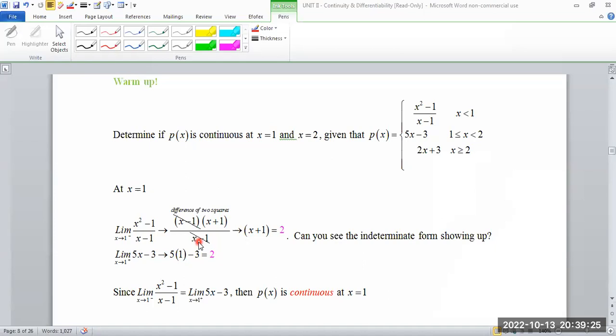And to the right of 1, how do we know it's to the right of 1? Watch this now. X is greater than 1. X is moving away from 1. So I'm going to have 5x minus 3. Anywhere in the function I see x, I'm going to substitute 1. 5 times 1 is 5. 5 minus 3 is 2. Since both limits are approaching the same value 2, we say that it is continuous.